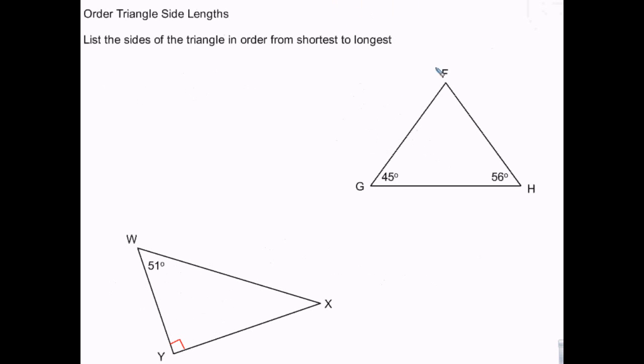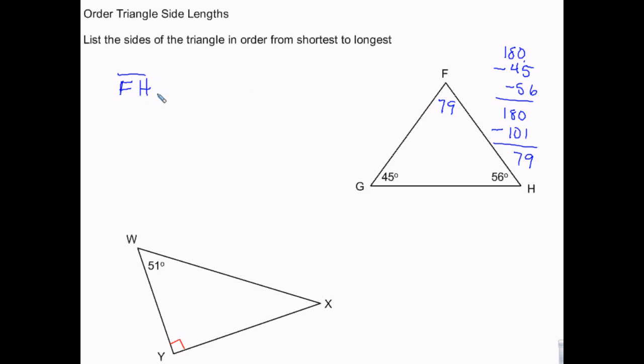So, with the sides, but first I need to find the missing angle. So I take that 180 that the triangle is, and I subtract 45, and I subtract 56. So that's going to be 180 minus 101. Yeah, 101. So 79 degrees here. So 45 is the smallest angle, which makes FH the smallest side.